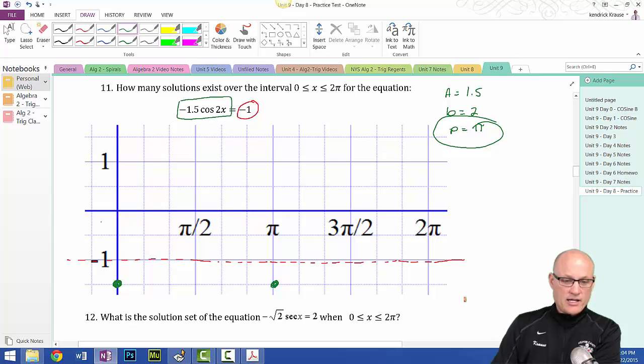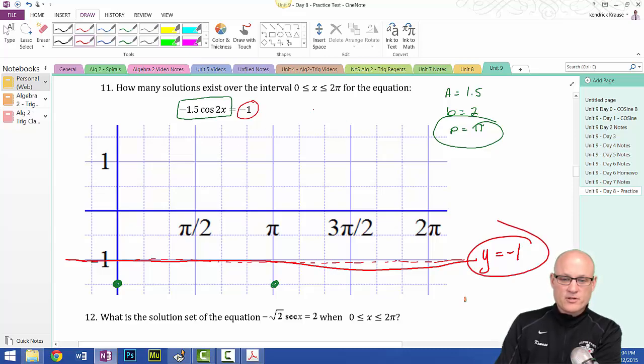Now remember, this line I drew, I shouldn't have drawn this in a dotted line because you're probably wondering why. This line I drew is just the line y equals negative 1. That's not my midline. The green curve is really what we're graphing: y equals negative 1.5 cosine 2x. This one doesn't have a midline, or its midline is right here, along the x-axis. So down 1.5, we're going to go up 1.5 in the middle.